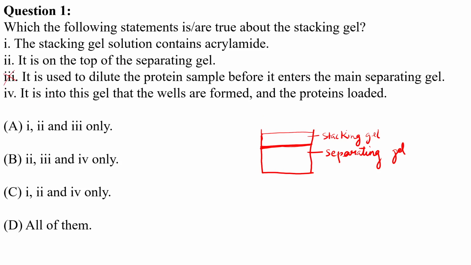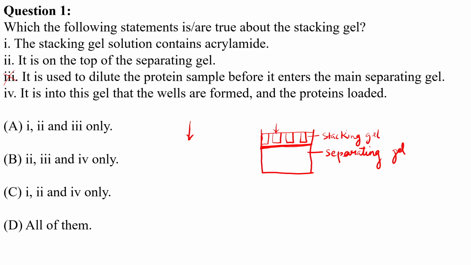The fourth statement, it is into this gel that the wells are formed and proteins are loaded. That is a true statement because we have all the wells in this gel in which we load our protein samples. So, what does a stacking gel do? As you know, this is vertical electrophoresis, right? That means you are loading the samples like this. These are the wells, you are loading the samples like this.